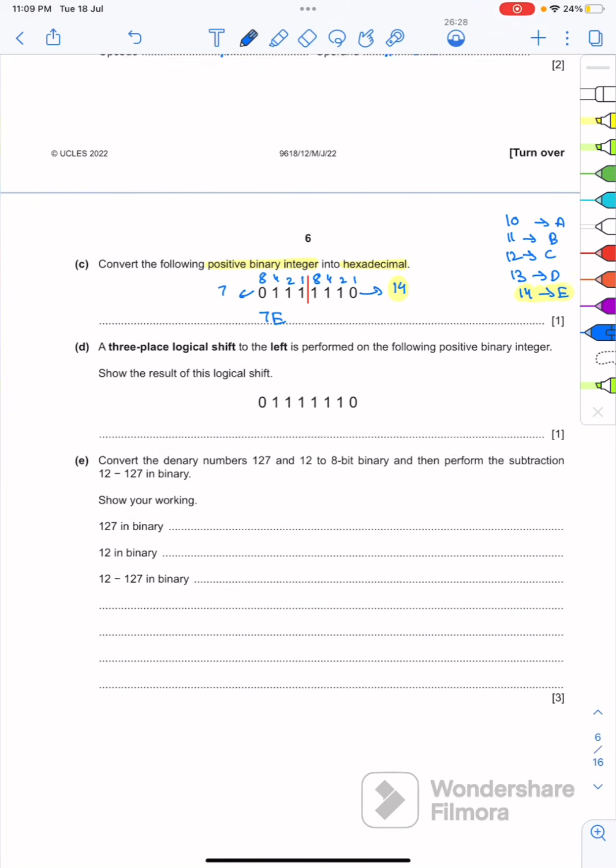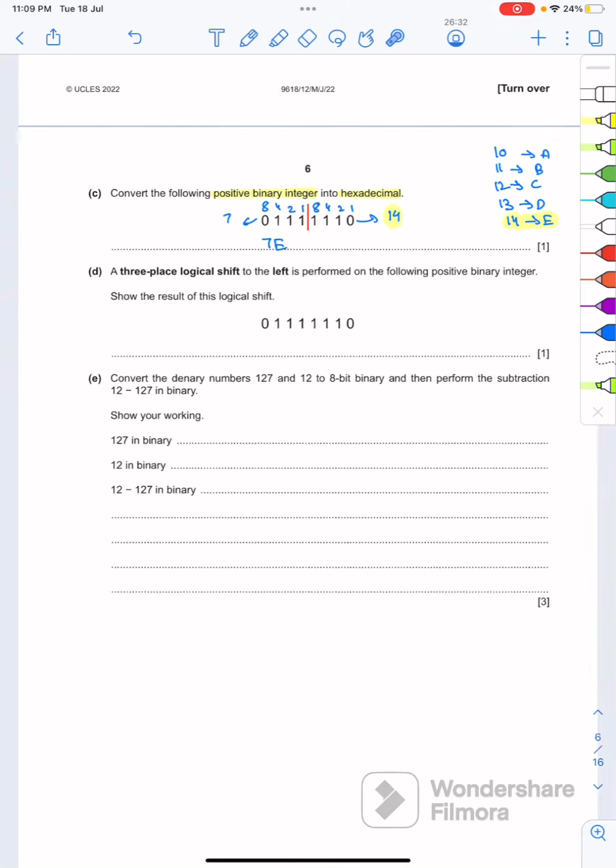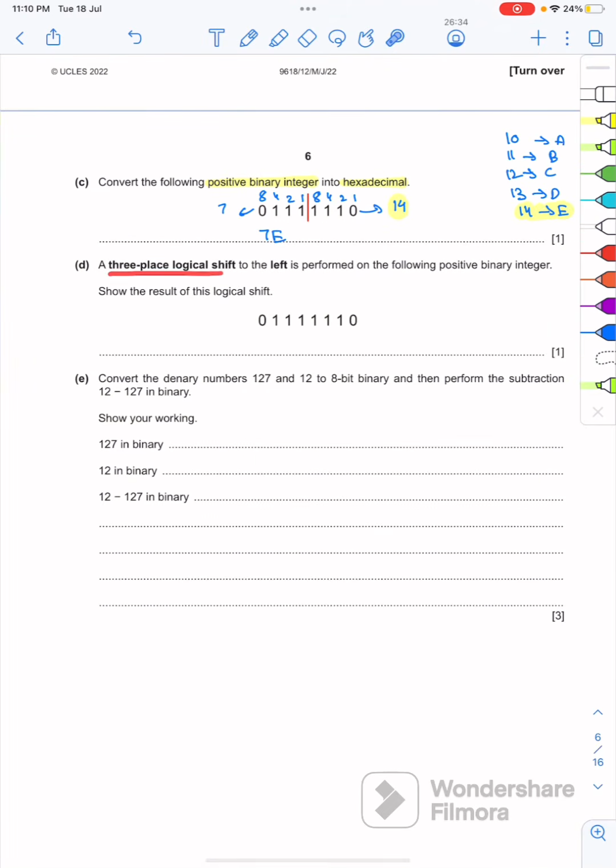A three-place logical shift to the left is performed on the following positive binary integer. All right, so this is the binary integer and we've done a logical shift to the left. Okay, that's interesting.